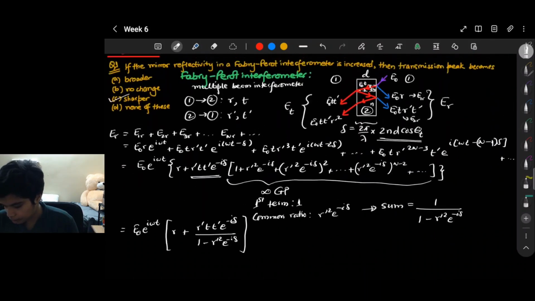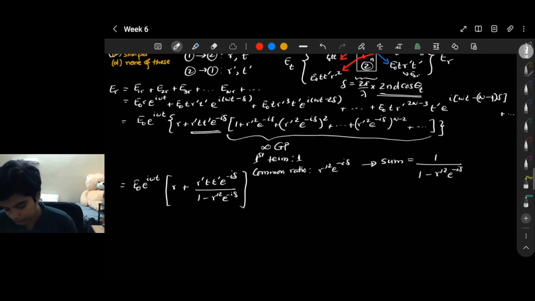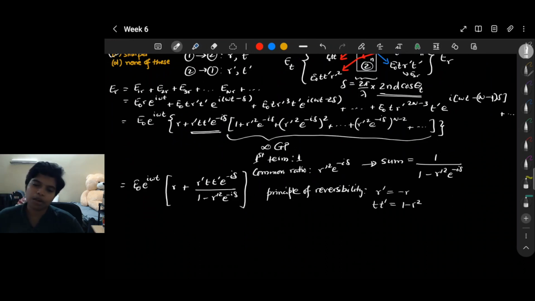So we have from the principle of reversibility, again, in the previous videos you can find this. What we have from the principle of reversibility is that r prime equals minus r and t prime equals 1 minus r squared. This comes from the concept that rays are reversible. If you send in a ray from left to right, equivalently you can send it from right to left, and the ray would retrace its path.